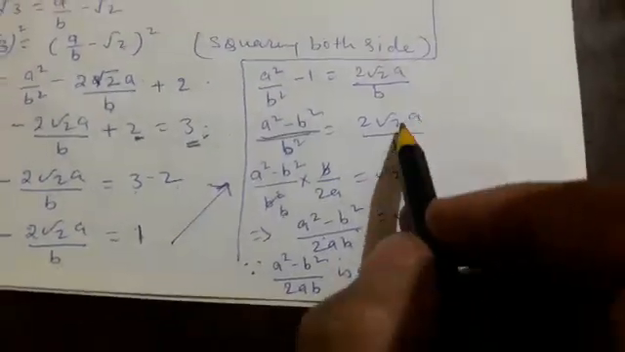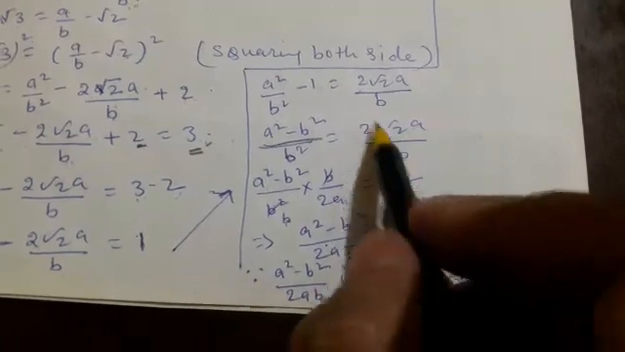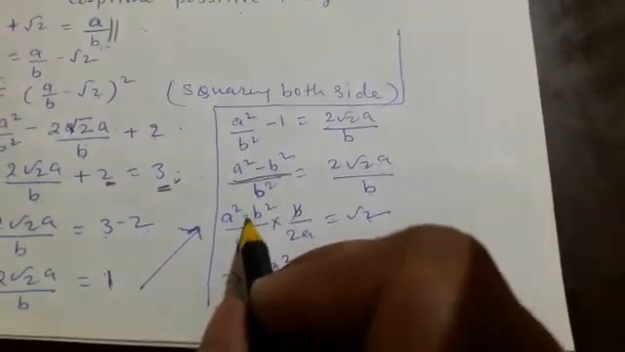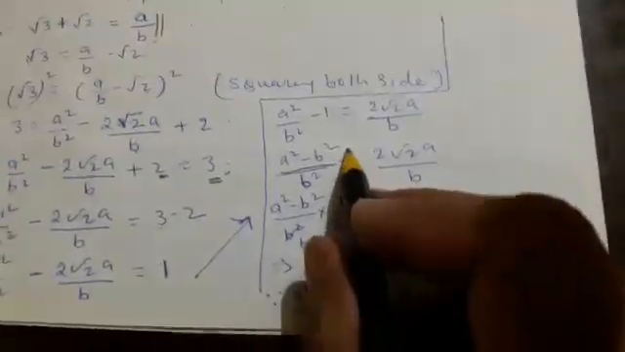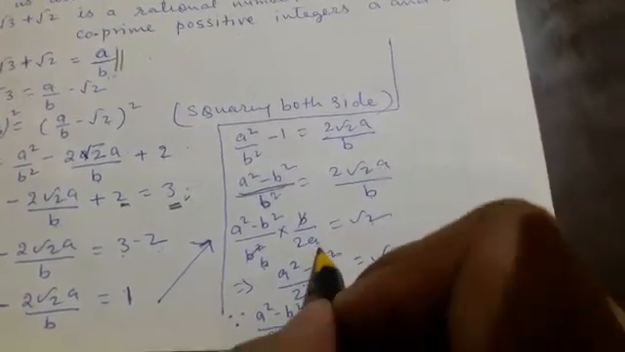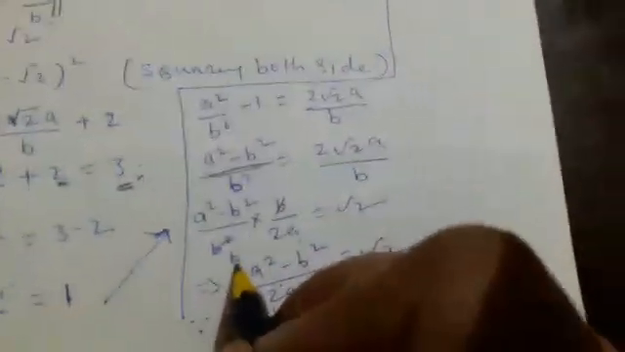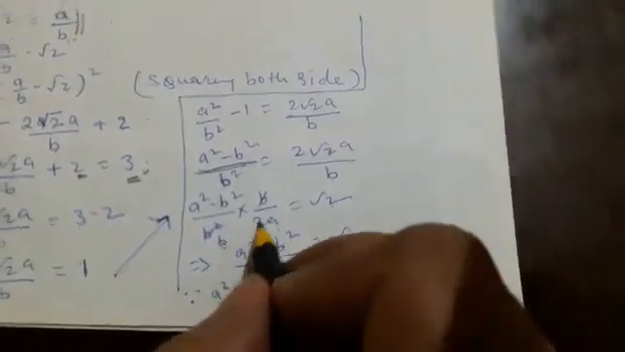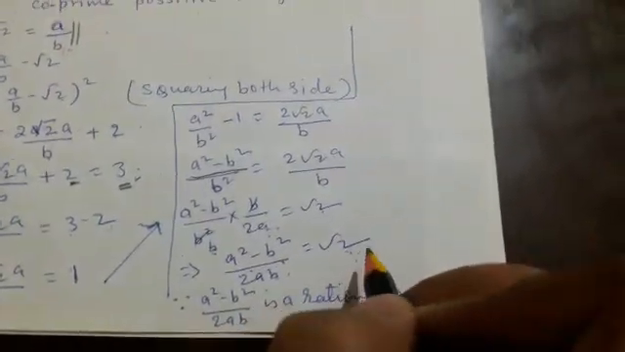So we take the LCM here, b square: a square minus b square upon b square is equal to 2 root 2 a upon b. Now root 2 is equal to the remaining part, with the reciprocal. A square minus b square upon b square, into this b will become the denominator and 2a will become the denominator. So this b and b will cancel out, one b will remain here. So a square minus b square upon 2ab is equal to root 2.